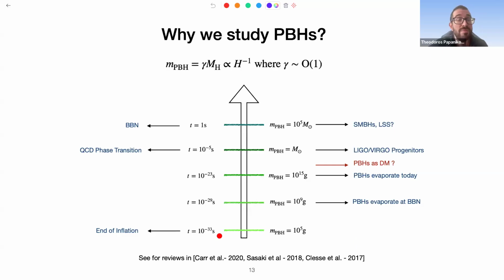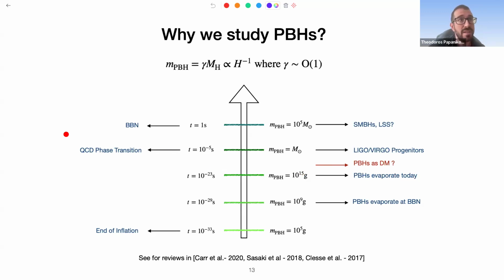In particular, with very small mass black holes forming at the end of inflation, we can probe the physics of the early universe. And then as time passes, we can potentially form more massive black holes. Typically, black holes with 10^9 grams, which are quite light, evaporate around Big Bang nucleosynthesis time, so they can play a role there through their evaporation in the abundance of the light elements produced during this epoch, while 10^15 grams mass PBHs evaporate today.